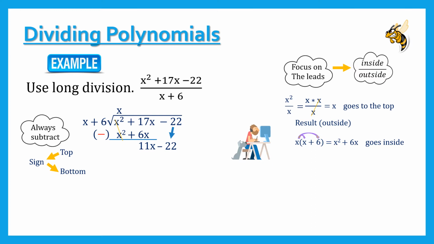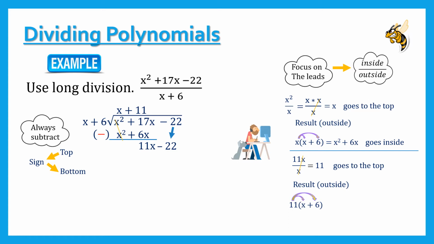Now my new lead on the inside is going to be 11x, and my lead outside is still x. So we're going to do the process all over again. So now we're going to have 11x divided by x, which, you don't even have to factor, because the x would just cancel that x, which leaves you with 11, and that 11 goes on the top and it's a positive 11, so it's plus 11. We're going to take that 11 and multiply the outside, so it's going to be 11 times x plus 6. We distribute 11, which gives me 11x plus 66, and that goes inside.